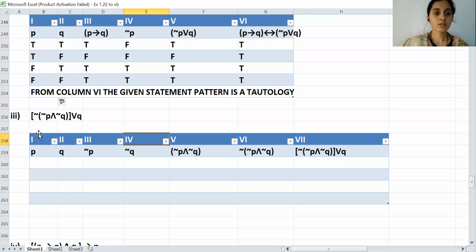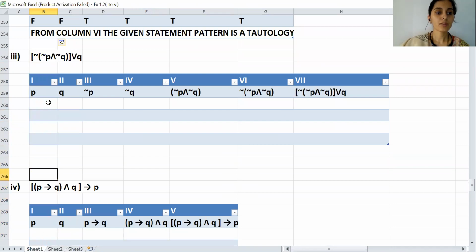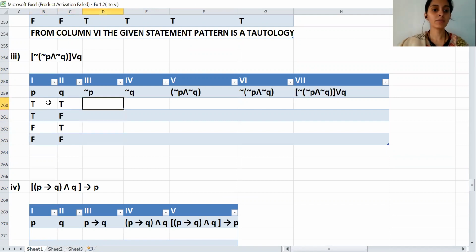Okay, let us go to the third one now. It says negation of negation P and negation Q, or Q. So we have P, Q: true, true, false, and false; true, false, true, and false. Negation P is negating the first column, so false, false, true, true. Negation Q is negating the second column, so false, true, false, and true.